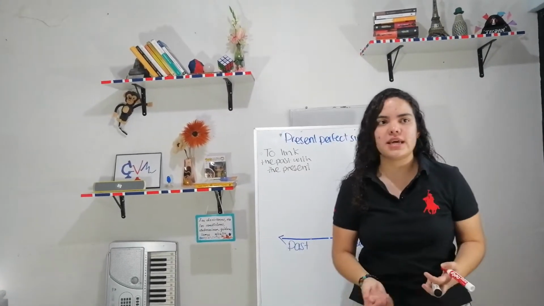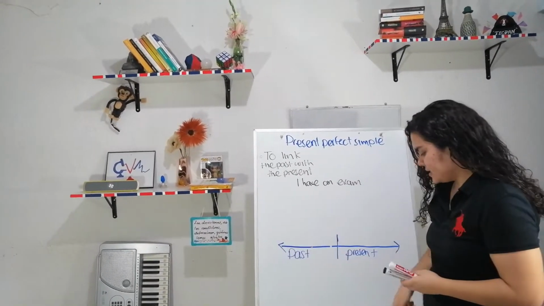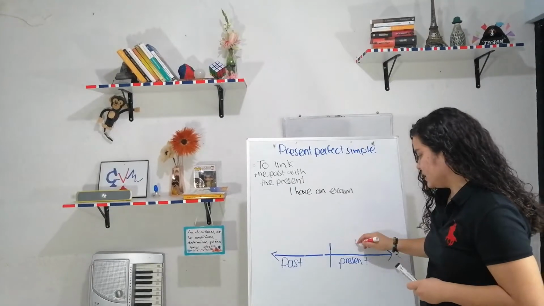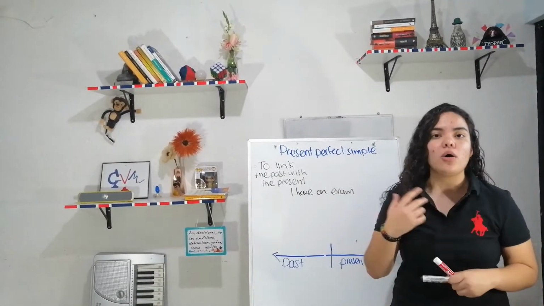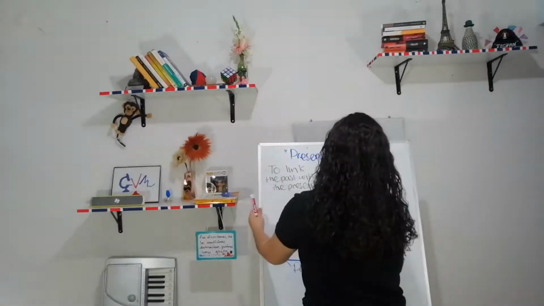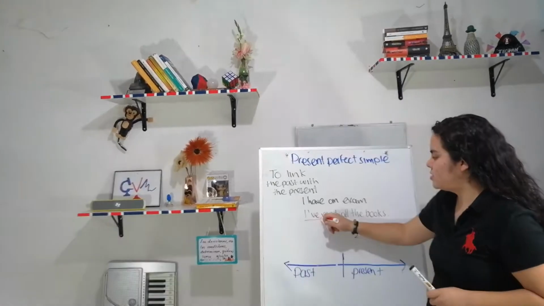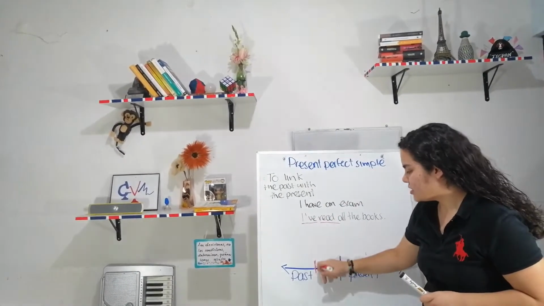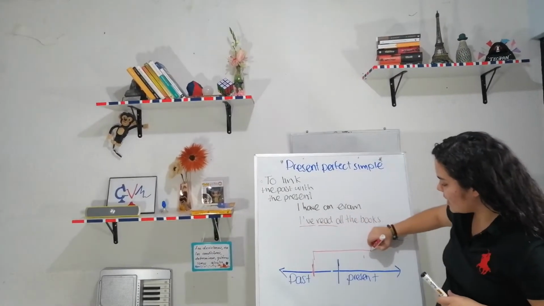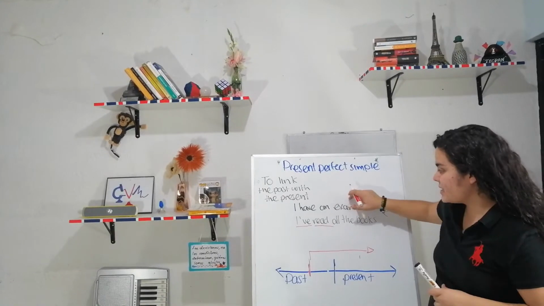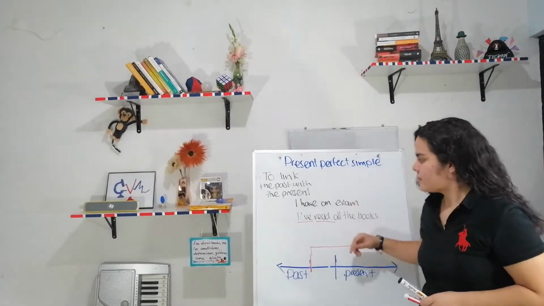So, for example, let's say I have an exam today, and in this case, the exam is right now, it's in the present. But for the exam, I prepared, I studied, so I have read all the books. So in this case, I'm talking about the past because I'm using present perfect, and this action started in the past. I have read all the books, but it's linking it with the present. Right now, I have the exam. I have an exam, and I have read all the books for this exam.